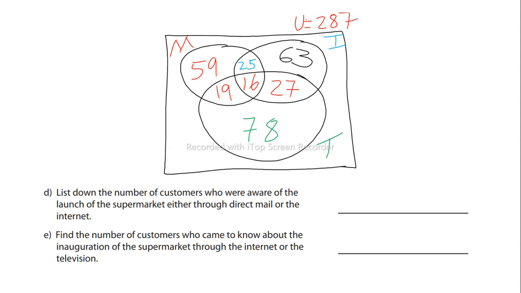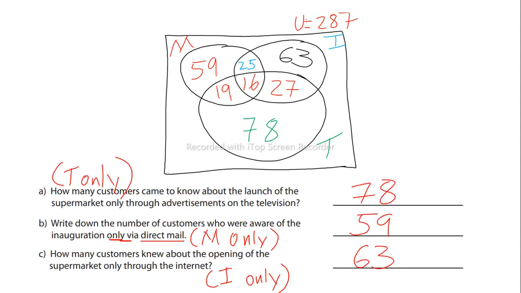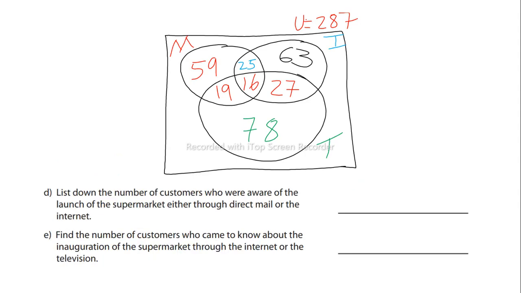They say list down the number. They use the wrong word. They say list down the number of customers who are aware of the supermarket either through direct mail or through the internet. I know they use the word list, but they really mean state. It's a bad word they used. They really want us to just state the number of customers who are aware of the launch either through direct mail or the internet.